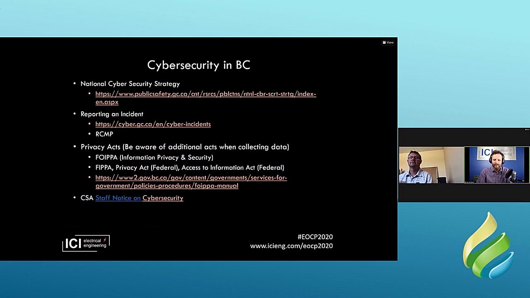If you do have to report an incident and you haven't been able to stay out of the news, there's a link there for that. And if you need to get insurance involved, of course, you're probably going to have RCMP at some point. They actually do now have a cybersecurity division with some extremely experienced professionals working for them.